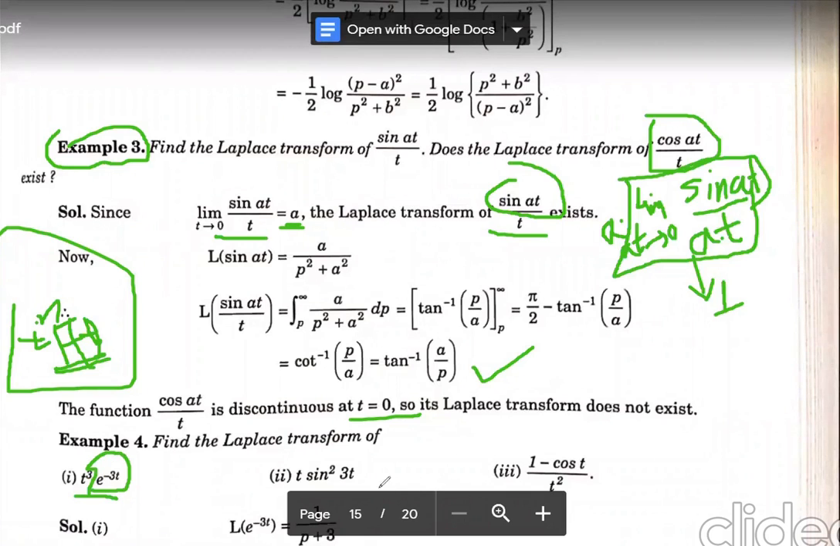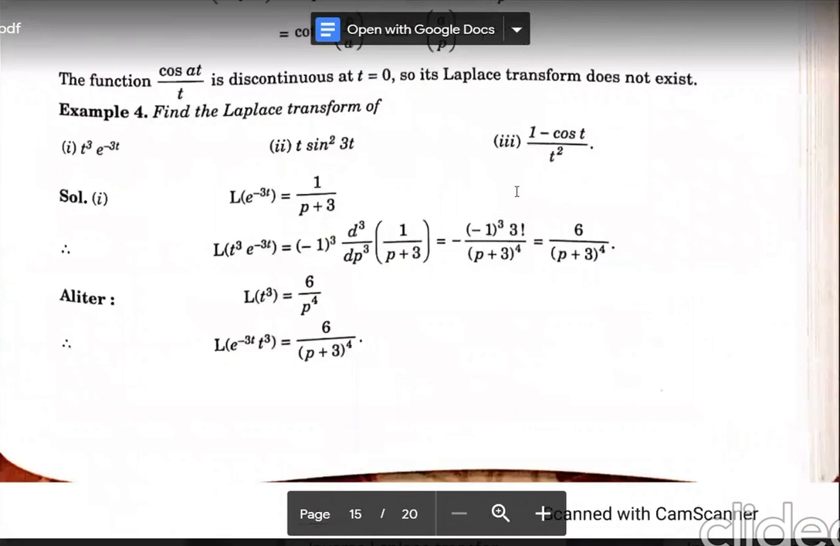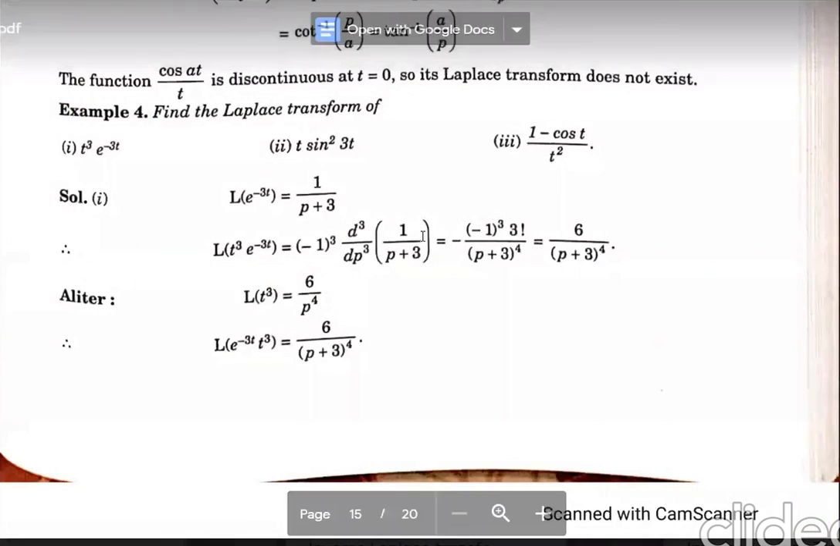Similarly, this one is also of a similar kind. So all problems are done here. You can check.